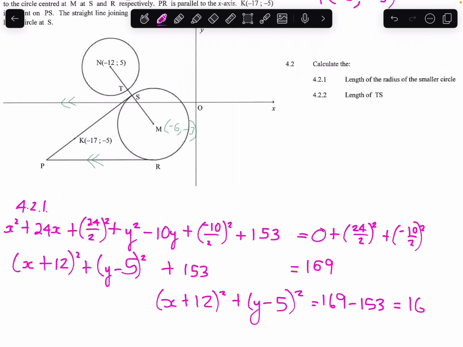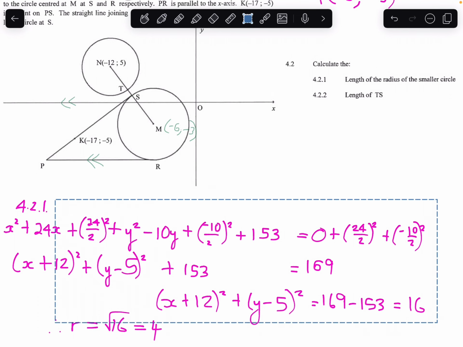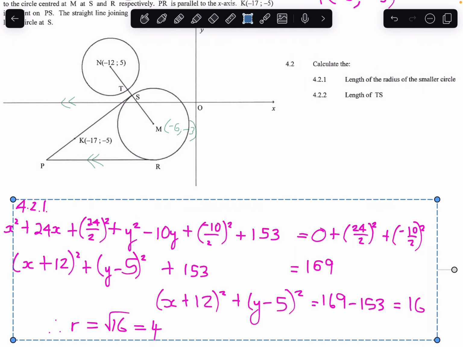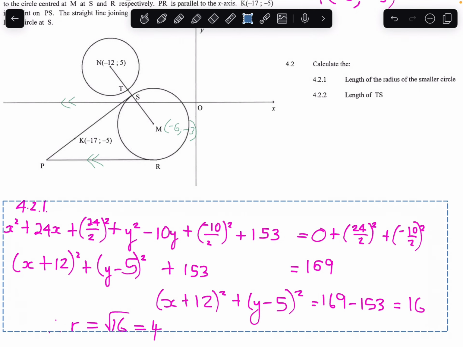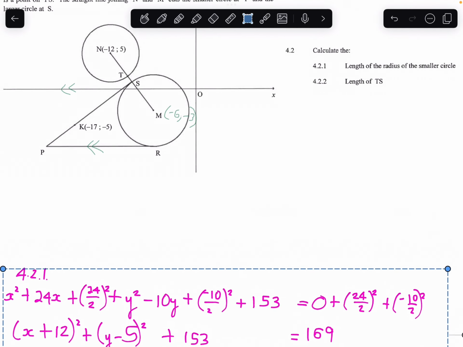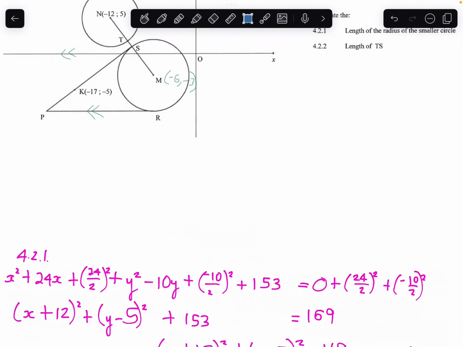So from there we would know that the radius is the positive square root of 16, which is 4. So it would be 4 units long. So that would be the standard way of approaching this question. But I want to just show an alternative. I'm actually just wondering if it would even be shorter, but let's see. So I'll keep that there.